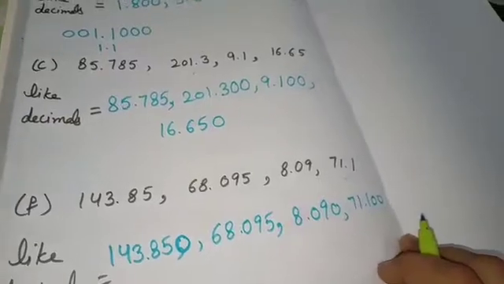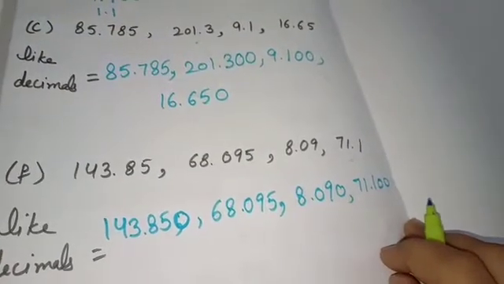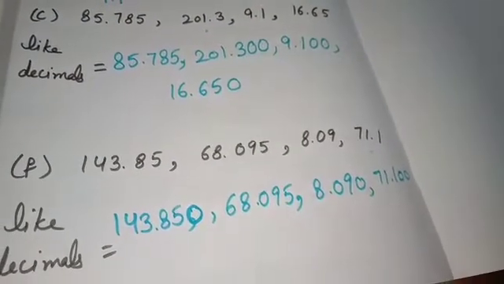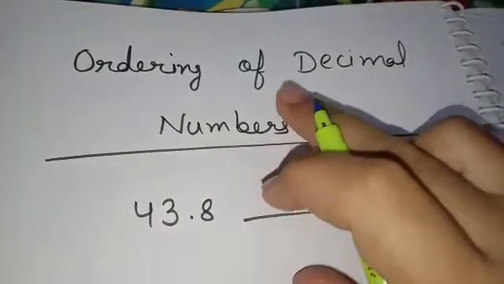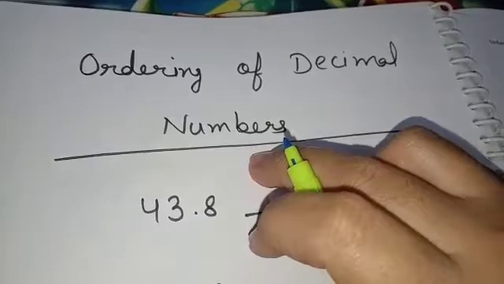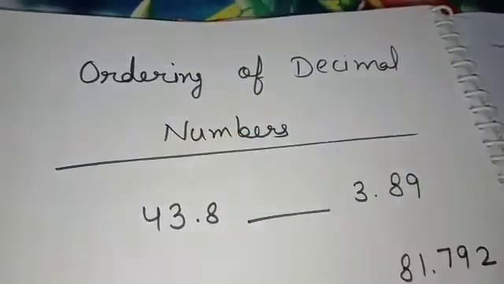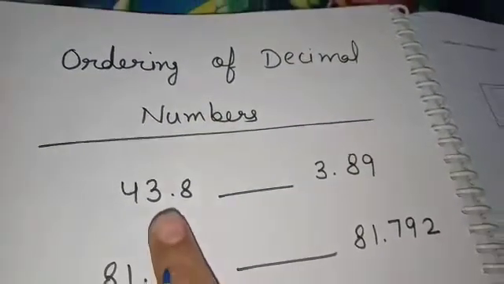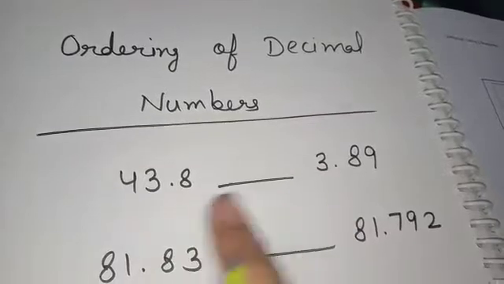Remaining parts of the question you will do on your own. This completes our worksheet 5. Let's discuss ordering of decimal numbers, means how to compare two decimal numbers. So let's see some examples.